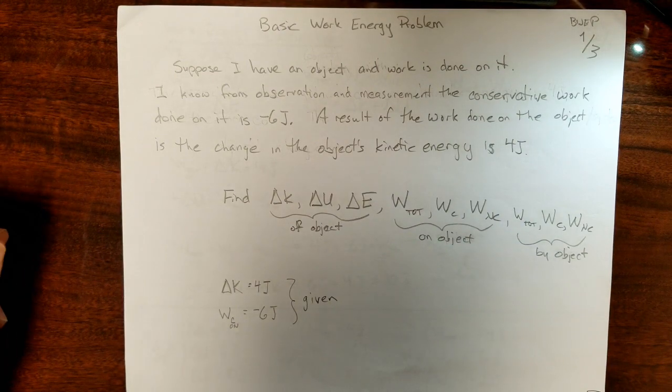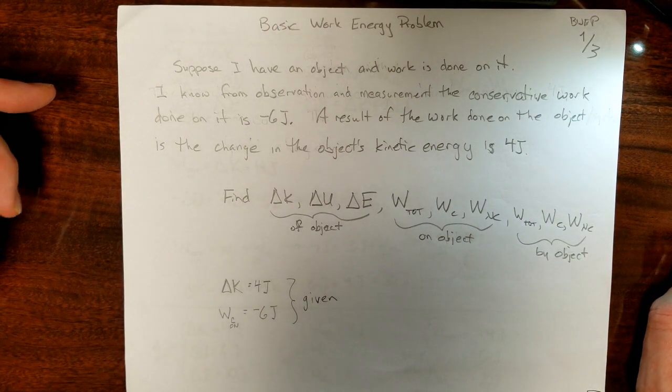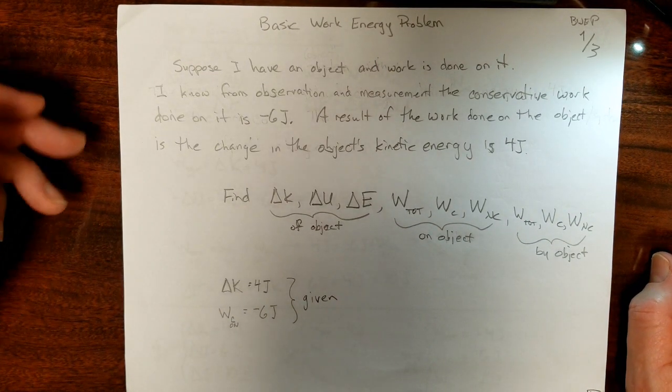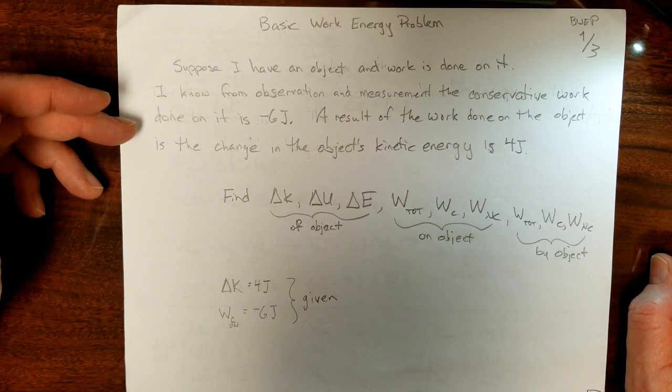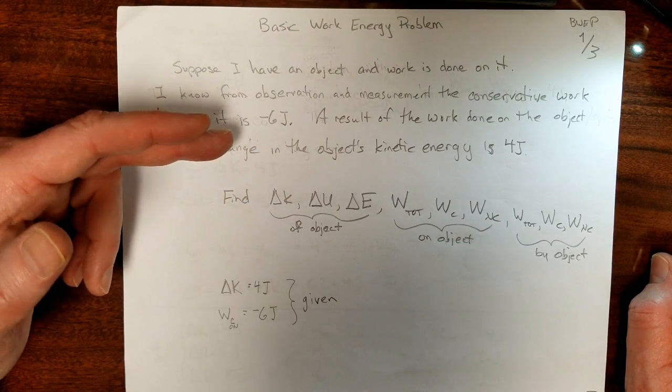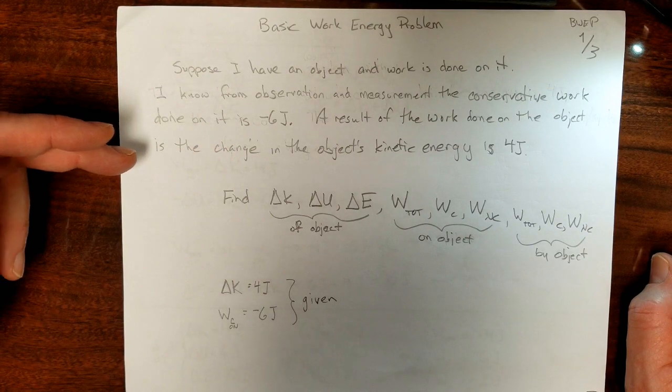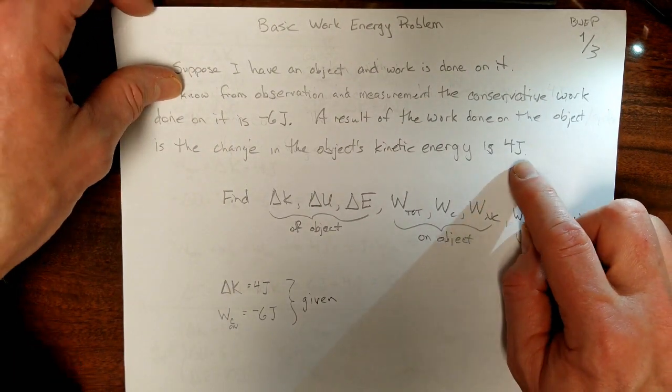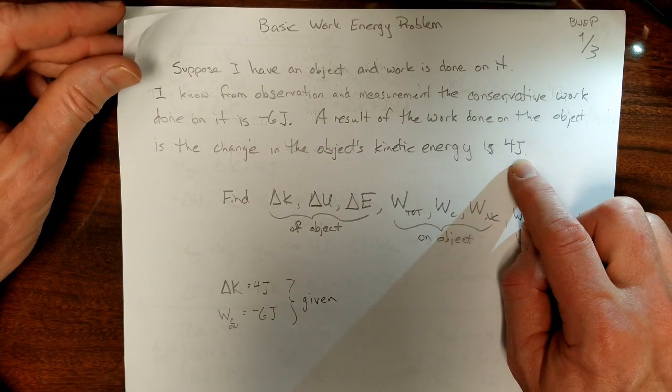So let's take a look at a basic work energy problem. Suppose I have an object and work is done on it. I know from observations and measurement the conservative work done on it is -6 joules. A result of the work done on the object is a change in the object's kinetic energy being 4 joules.